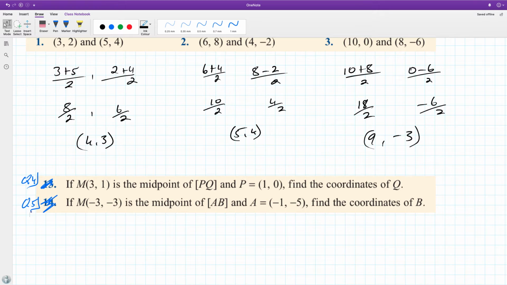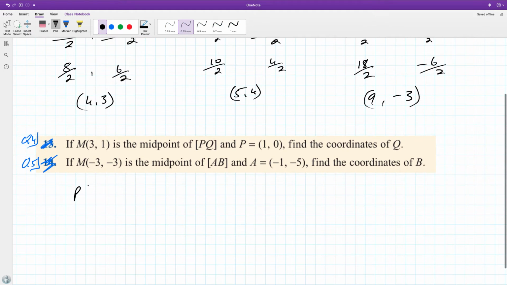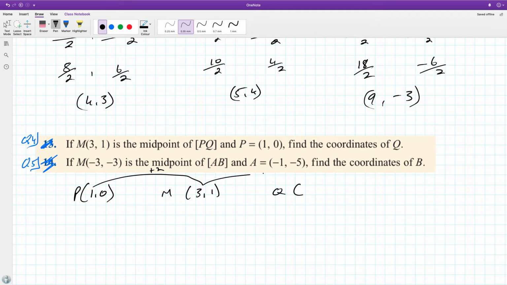Right, let's have a little look at it. So it tells us M is the midpoint of P and Q. So P is over here and it's my point 1, 0. M is in the middle and it's my point 3, 1. So from 1 to 3 is plus 2. So out to Q then, we're going to add another plus 2. 2 on to 3 is 5. 0 to 1 is plus 1. So 1 over to here is also going to be plus 1, which is 2. So you get 5, 2.